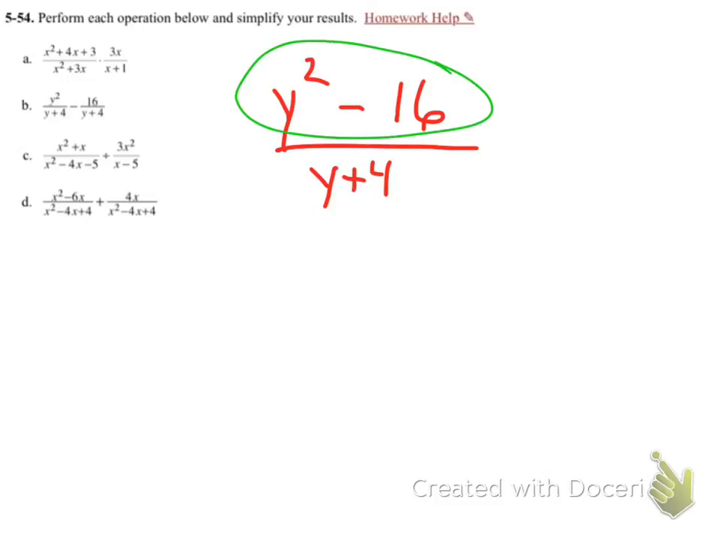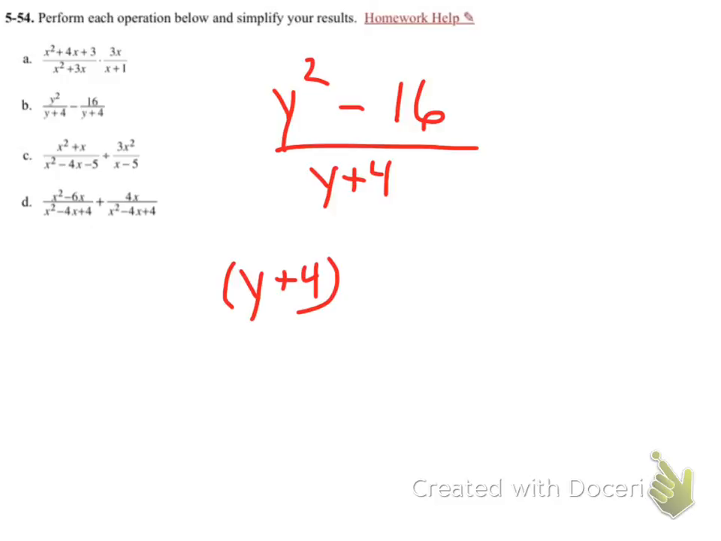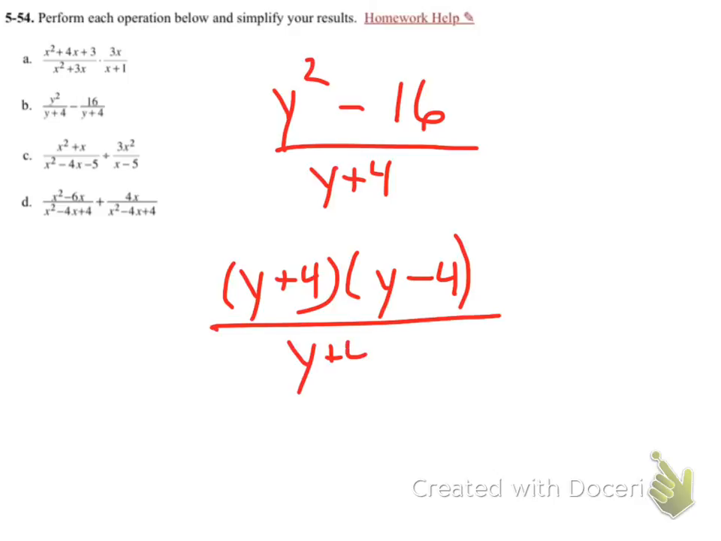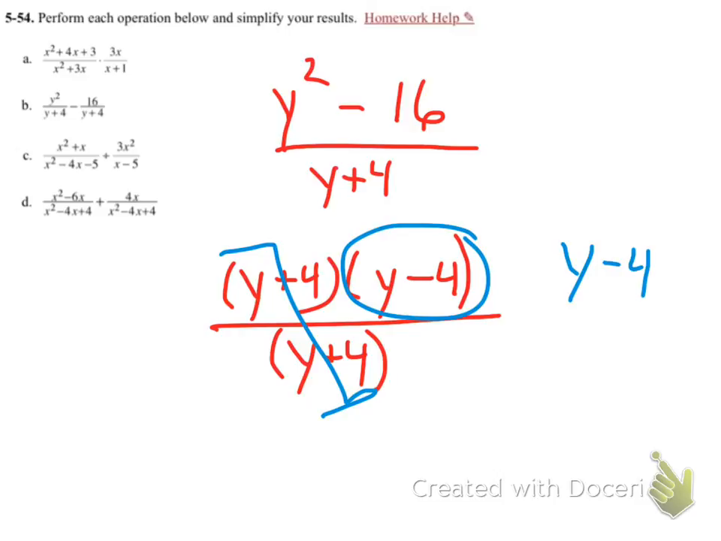That can be factored. It is a difference of squares. So that factors into y plus 4 times y minus 4. Again, if you don't recognize that, make your generic rectangle and diamond problem. I have y plus 4 left in the denominator. And I can now make my giant 1 right there. So all I'm left with is y minus 4. So that's what problem B simplifies down to.